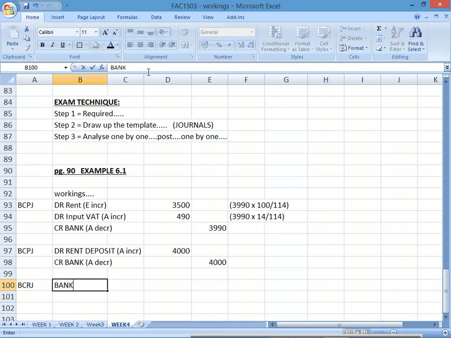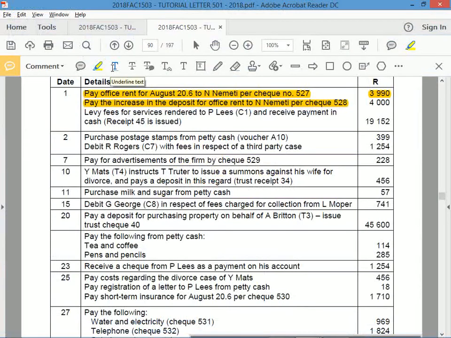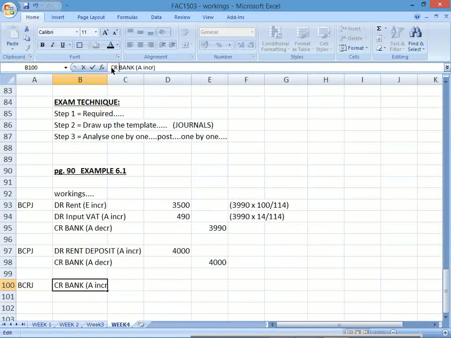Okay, you would have debited the bank because this was cash. This was for services rendered. How would you treat services rendered? Levy fees for services rendered. I don't think they'll mind. Do they? Okay, well, maybe they do. But yeah, so debit the bank, credit services rendered.